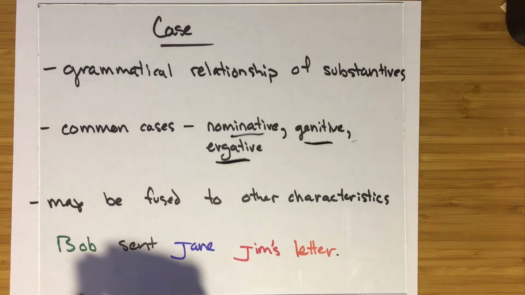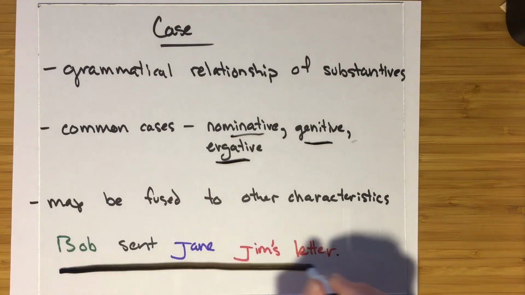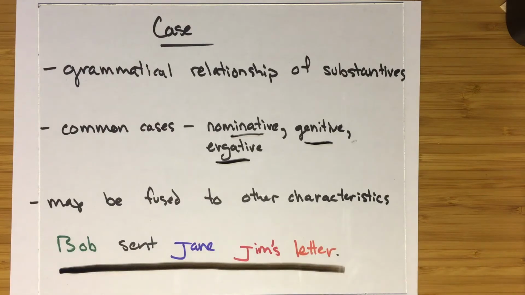So this sentence here, a sentence I like to use quite a bit. It's pretty handy for explaining four major, pretty common cases. So we have Bob sent Jane Jim's letter. If you were to switch where Bob and Jane are, or where Jane and Jim are, so where Jane's letter, the meaning of the sentence would change. In other words, the place of these nouns is important.